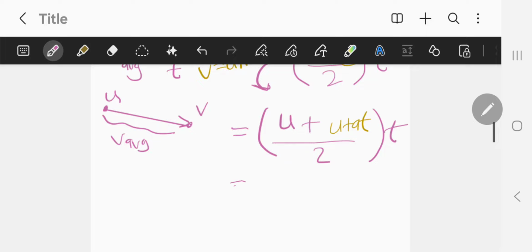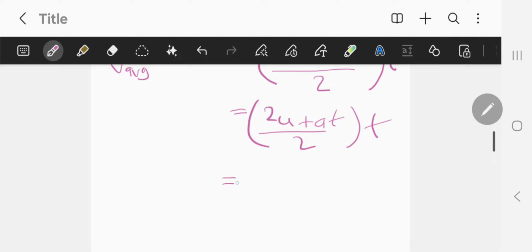Let's tidy up this rubbish. Now, collect terms: u plus u is 2u, and the at stays, all over 2, times t. That's what we're left with. Doing some cancellations and expanding the brackets, the 2's cancel out, so we're left with u, but if you multiply it by the t there, you get ut plus, because it's at over 2, that's just half at.